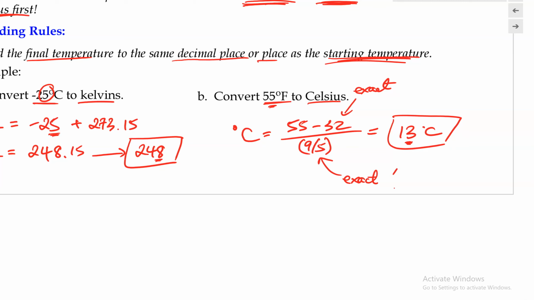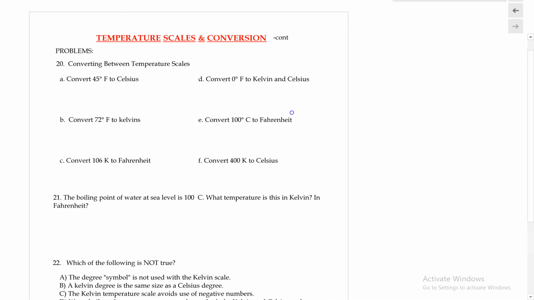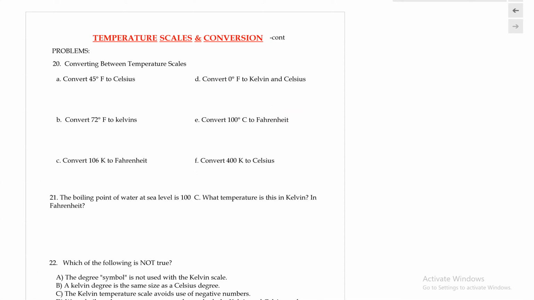But the simplest way to round this is to again go back to our rounding rule. We started with the temperature in the ones place, so therefore we'll be rounding the final answer to the ones place as well. So please try the following example to make sure you know how to convert the temperature in these 3 different scales.